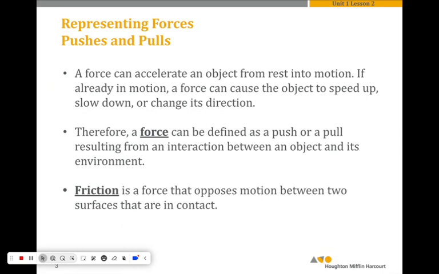So we can represent forces as pushes or pulls, and a force can accelerate an object from rest into motion. If an object's already in motion, forces can cause the object to speed up, slow down, or change its direction. So a force can be defined as a push or a pull, resulting from an interaction between an object and its environment.